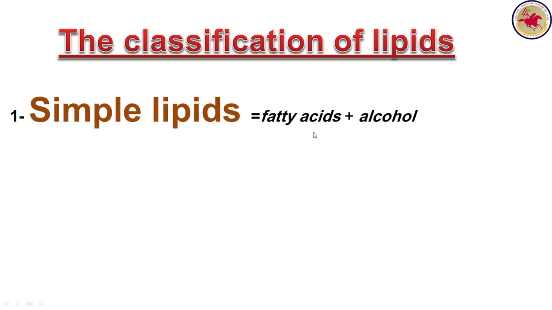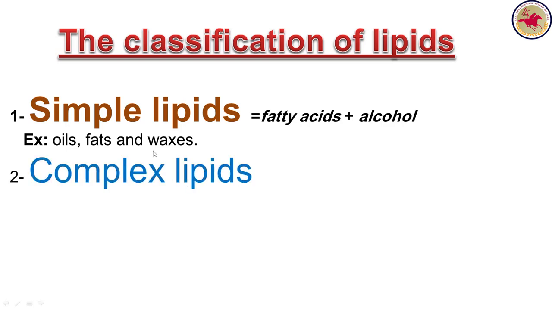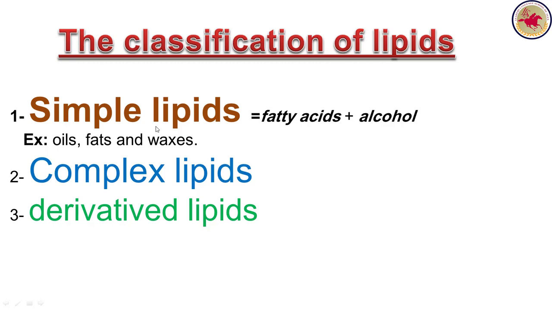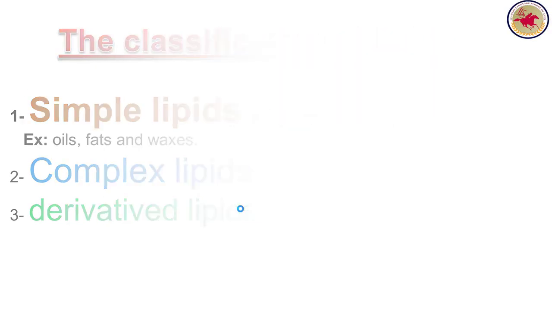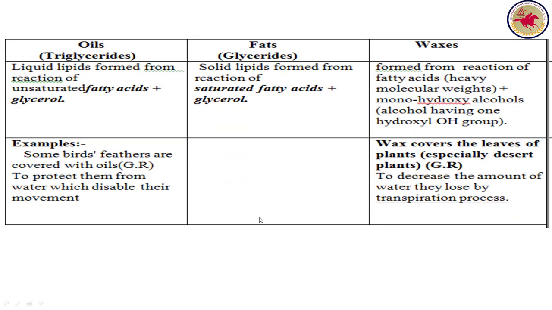Lipids, as we said in our lesson, are first, simple lipids, consisting of only fatty acid and alcohol, like oil, fats, and wax. Number 2, complex lipids like phospholipids. Number 3, derivative lipids. Derivative lipids come from simple and complex lipids by hydrolysis or reaction with water. First one, oil, also named triglycerides, which is liquid.